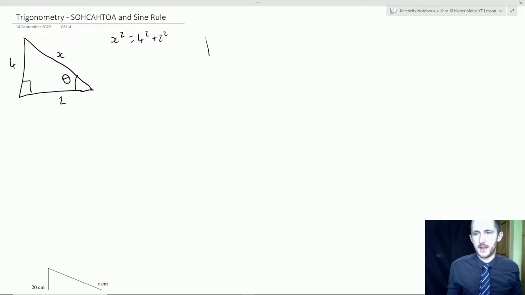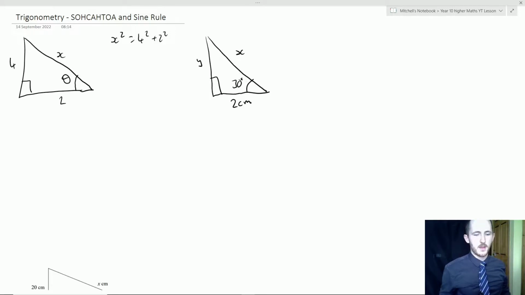Or what if we have an angle, let's say 30 degrees, and we have one side and we want to work out any of the other two sides? What can we do then? Well, that's when we use something called trigonometry. And in terms of trigonometry, there are three things that you may have seen on your calculator. We have sine, we have cos, and we have tan.